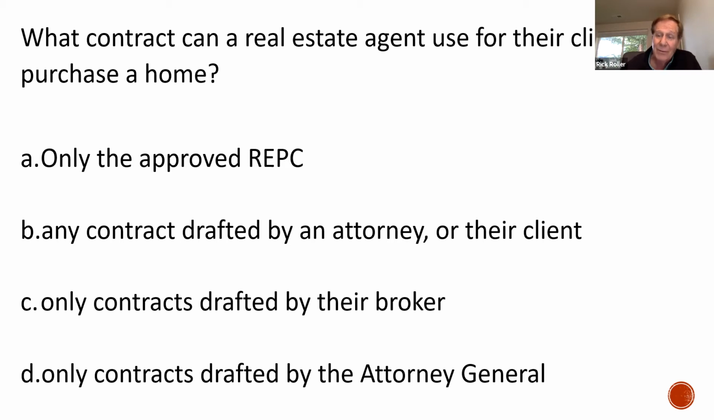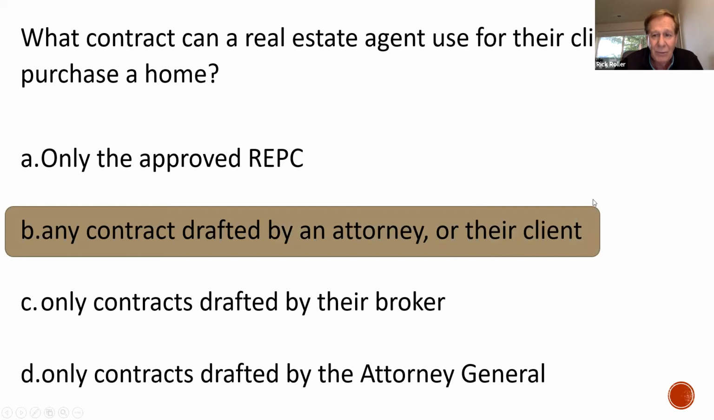Probably the best example of that is a contractor, a builder who's building his own houses. They'll have their own contract. They're not going to use the real estate contract for new construction that we have through the state. So, they can do that. So look at B. The correct answer is B, any contract drafted by an attorney or their client.